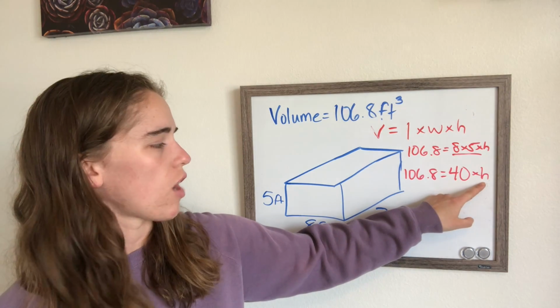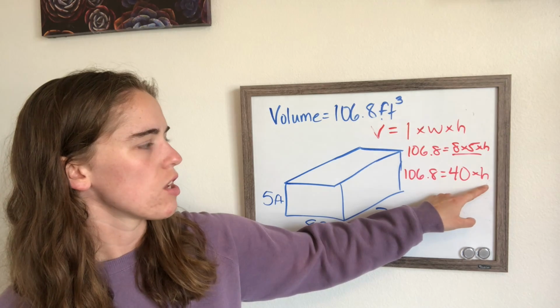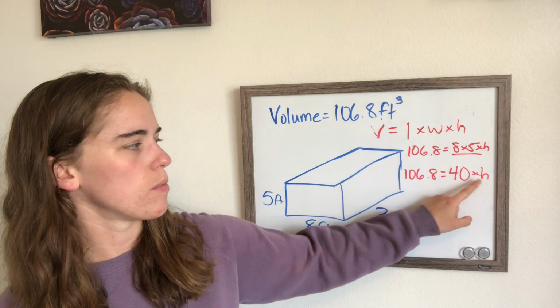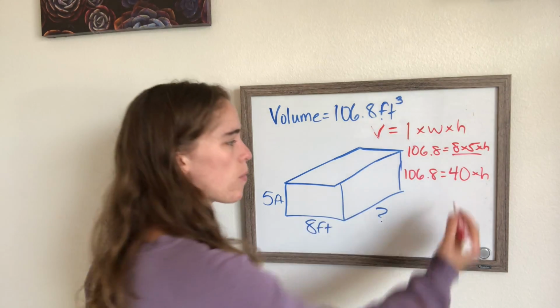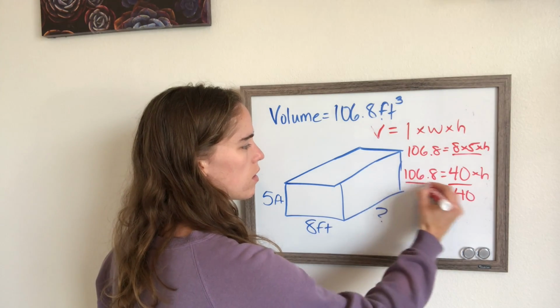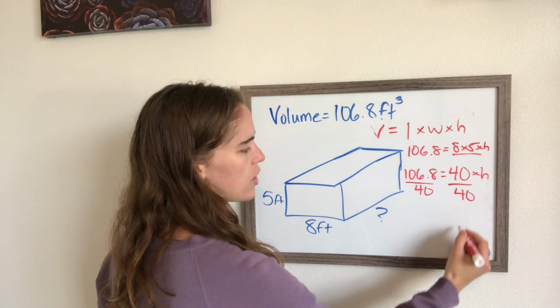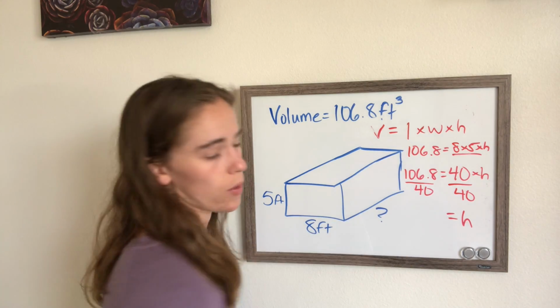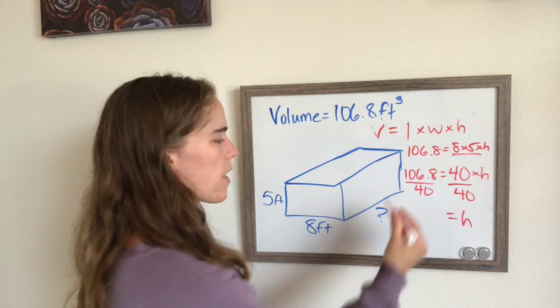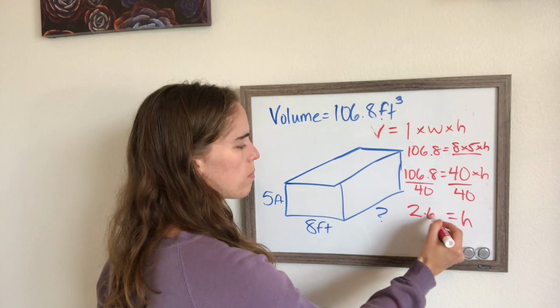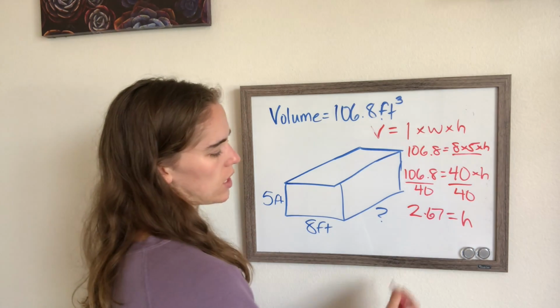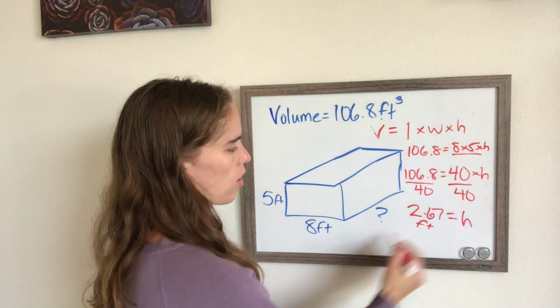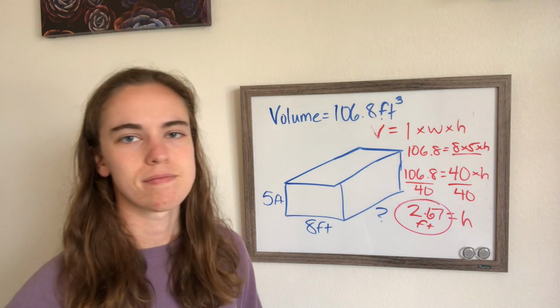Well, this is where we use our solving equations properties. We're going to use the inverse of multiplication, which is division. So I'm going to divide both sides by 40. It's going to leave h on this side, so h, or the question mark of what I'm trying to solve for, is going to end up equaling 2.67. If I needed a label, it would be feet, because these are all in feet.